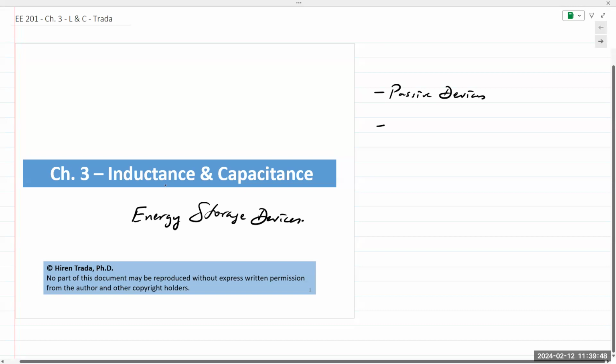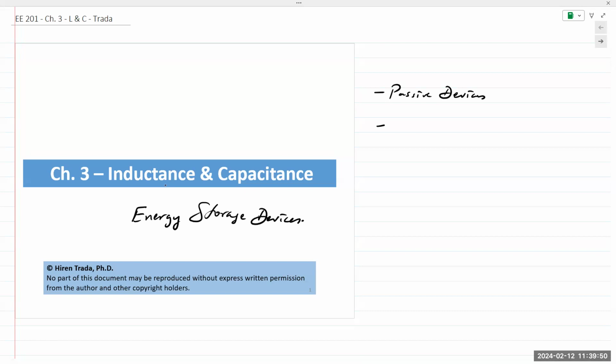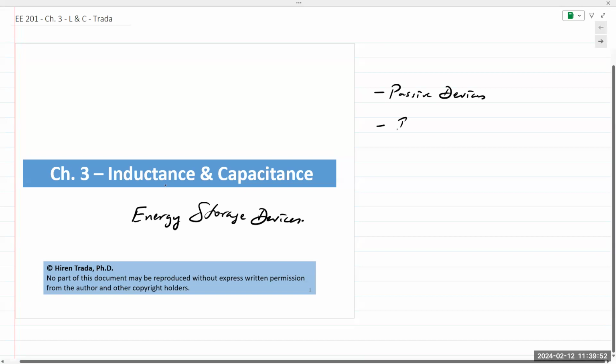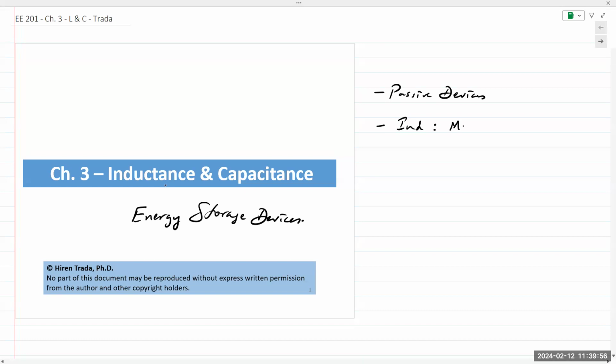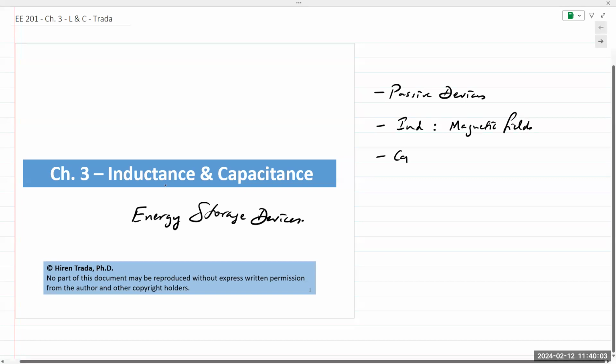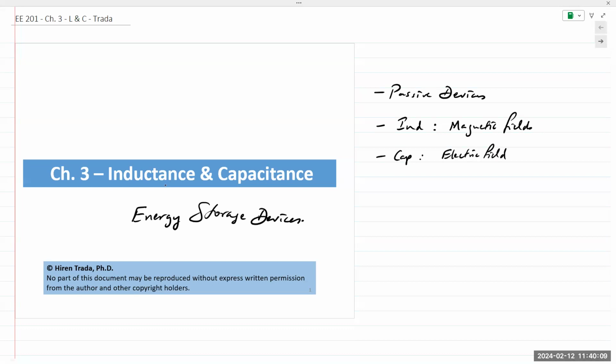Inductors can store the energy in a magnetic field. So inductors store energy in magnetic fields, whereas capacitors store it in an electric field. More accurately, the electromagnetic field and electrostatic field. But we simply say magnetic field and electric field.